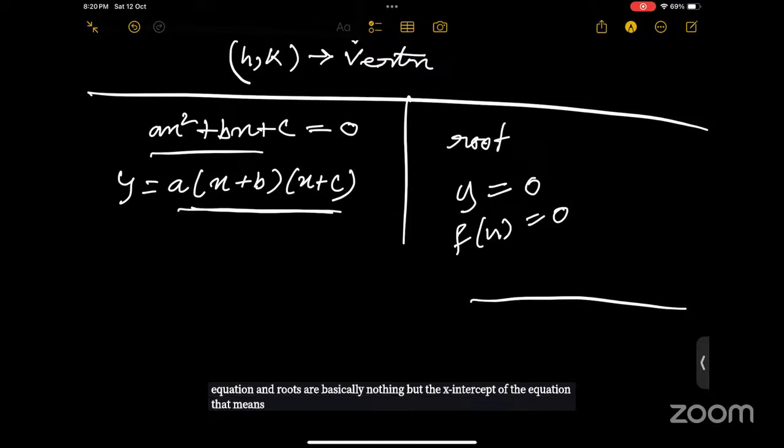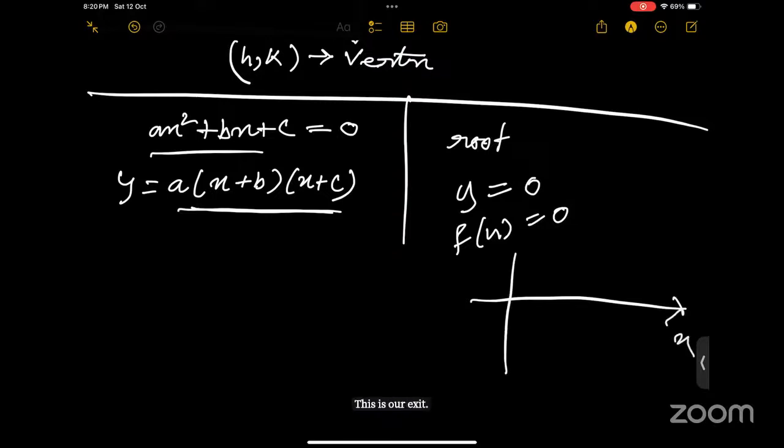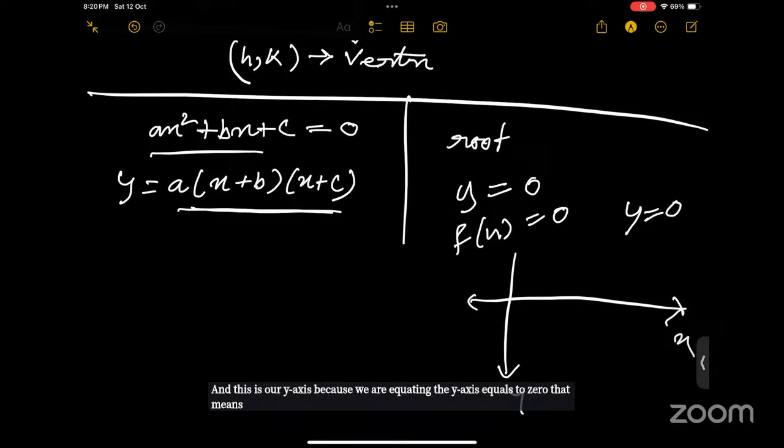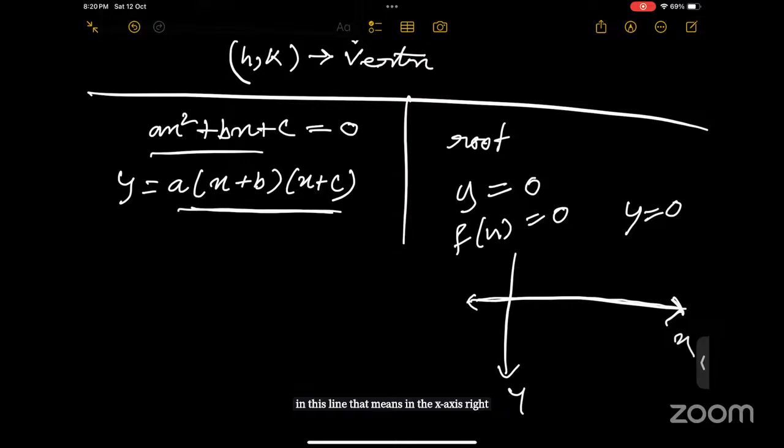That means this is our x-axis and this is our y-axis. Because we are equating the y-axis equals to 0, that means the solution will be in this line. That means in the x-axis, right? So whatever solution we will get, it will lie in the x-axis because only over the x-axis, the y-axis will be 0, right? So the graph will be maybe something like that. So these are the roots of the graph, or you can say the x-intercept of the graph. Okay.